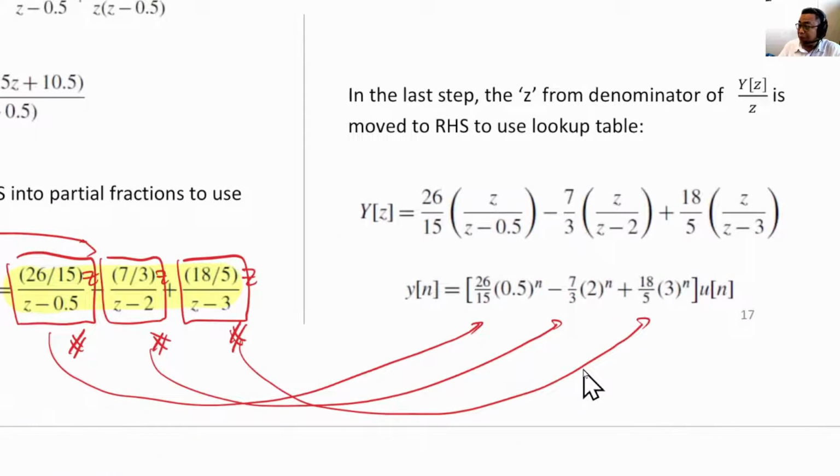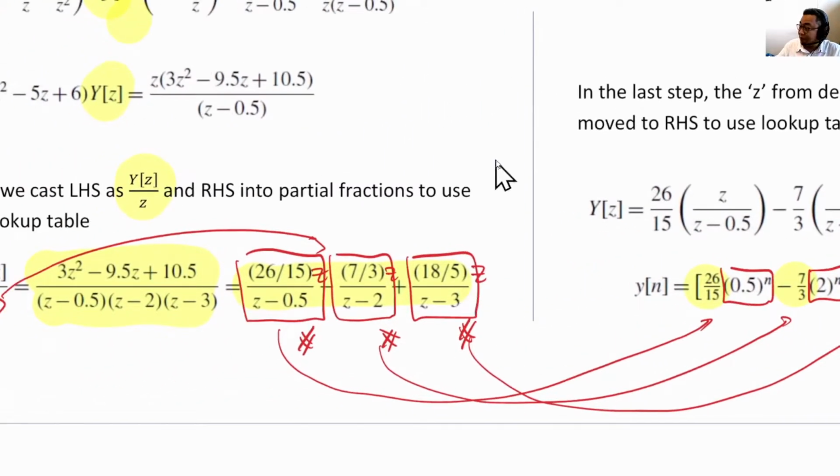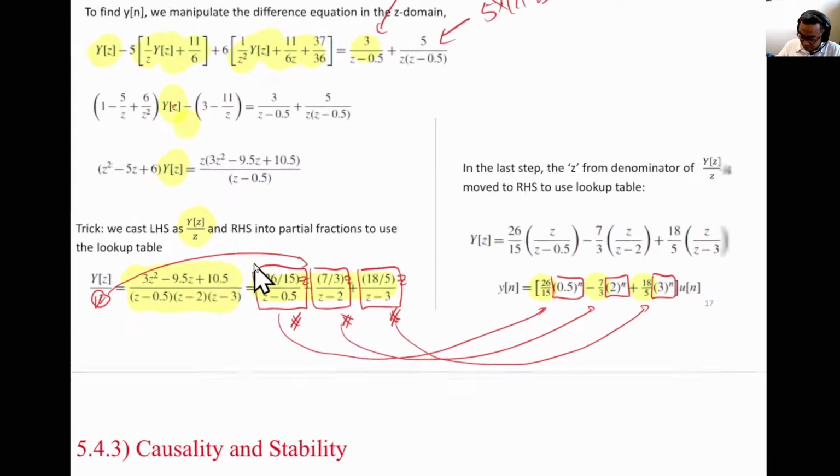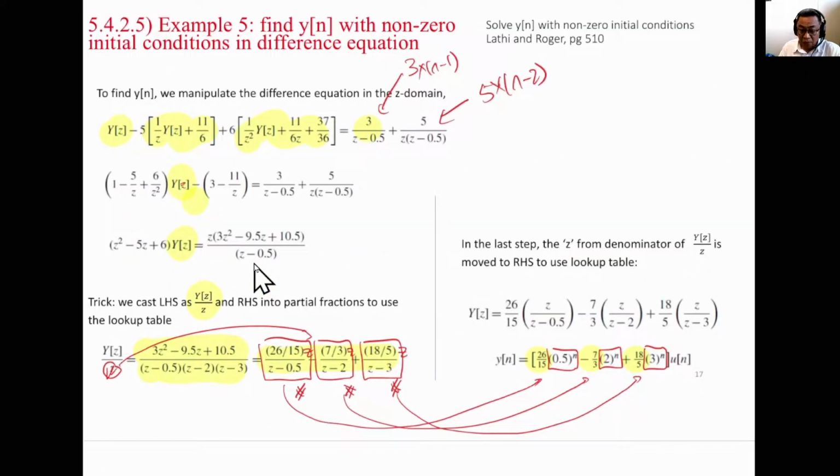So the last part is really easy. Once you get the partial fraction expansion, each of these individual expressions becomes an expression that looks like this, with the constant being maintained, like here. Okay, with that, we end our discussion for finding y[n] with non-zero initial conditions.